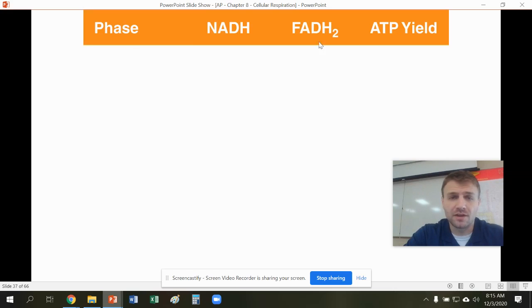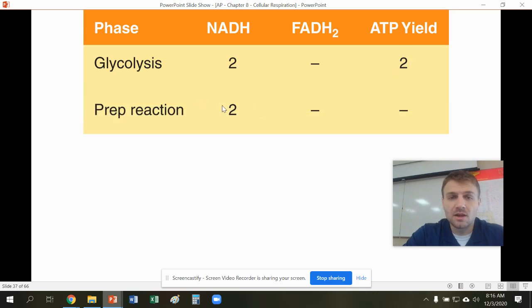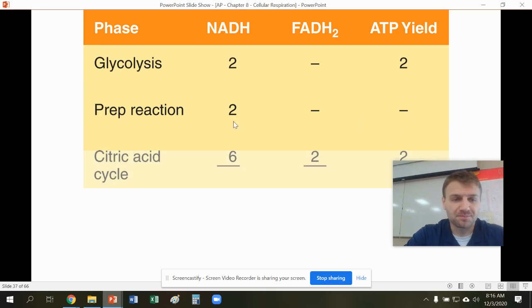So let's look at the 4 different phases, and look at how much ATP, FADH2, and NADH are produced. In glycolysis, we only produce 2 NADHs and 2 ATPs. So not a lot of ATP overall. The next step, the prep step, we're again only producing 2 NADHs, but nothing else. So overall, in the first 2 steps, we're still not making a lot of ATP.